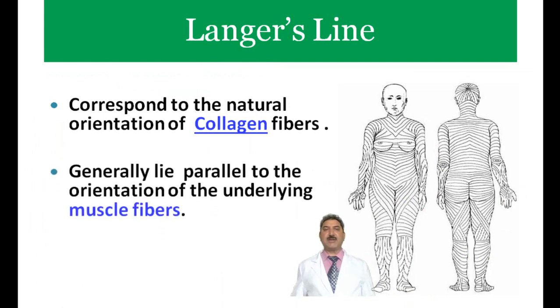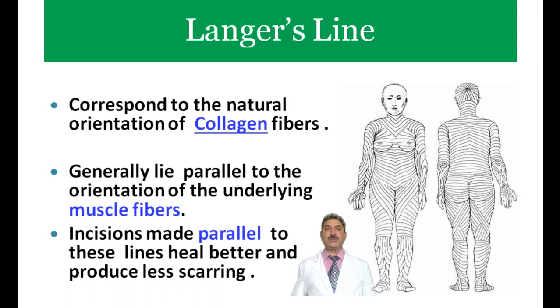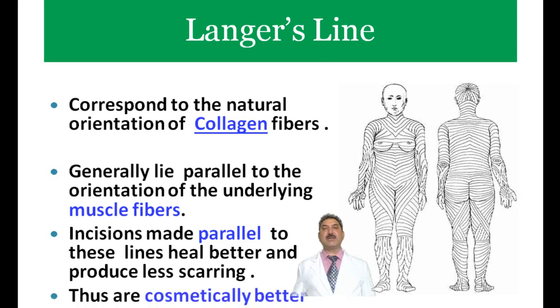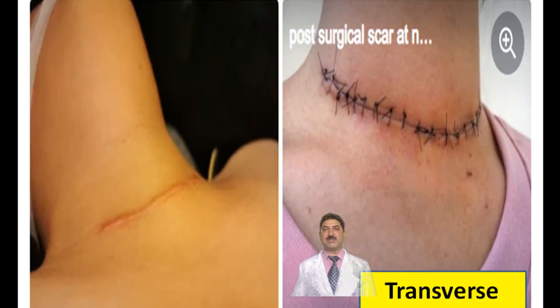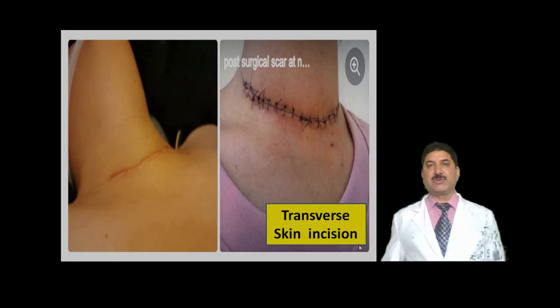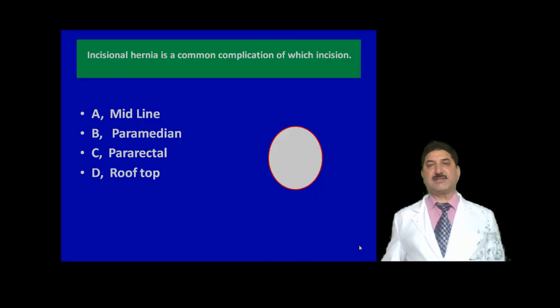They generally lie parallel to the orientation of the muscle fibers. Incisions made parallel to these lines heal better and produce less scarring, thus are cosmetically better than those incisions which are given across these lines. So incisions are to be given along these lines, not across. So a transverse incision is given for thyroidectomy. As a consequence of it, we get better wound healing and cosmetic results.